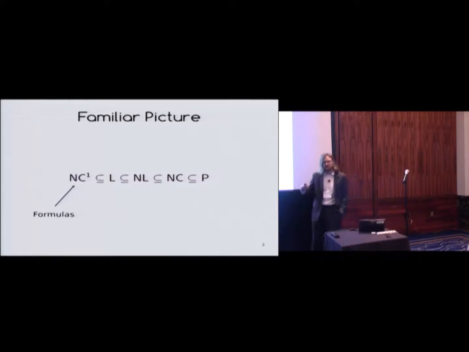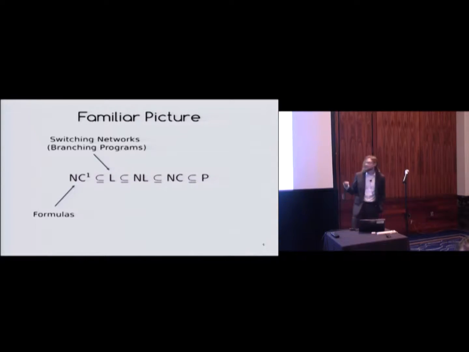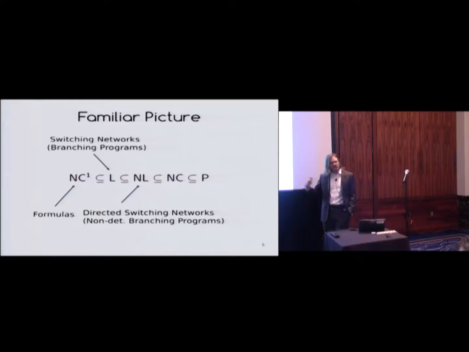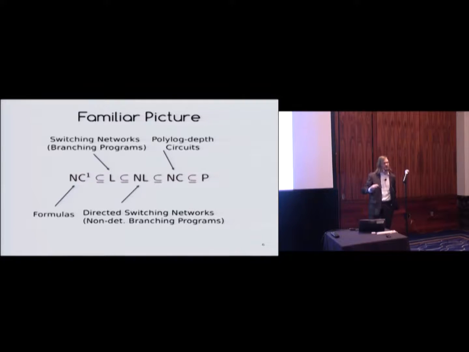So NC1, remember, is the class of polynomial size formulas. We think of L as being polynomial size switching networks or branching programs. NL is like non-deterministic branching programs. NC is polylog depth polynomial size circuits, and P is just circuits. So we have these nice circuit characterizations for all these classes within P.